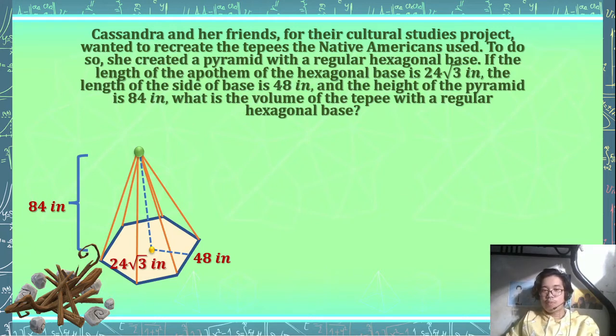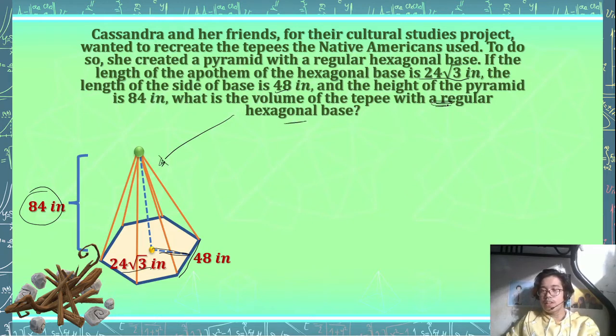If the length of the apothem, okay, so this is the apothem, of the hexagonal base is equal to 24 square root of 3 inches, and the side measurement of the regular hexagonal base is equal to 48 inches, and the height of the pyramid is equal to 84 inches, then what's the volume of the teepee that the Native Americans used with a regular hexagonal base?